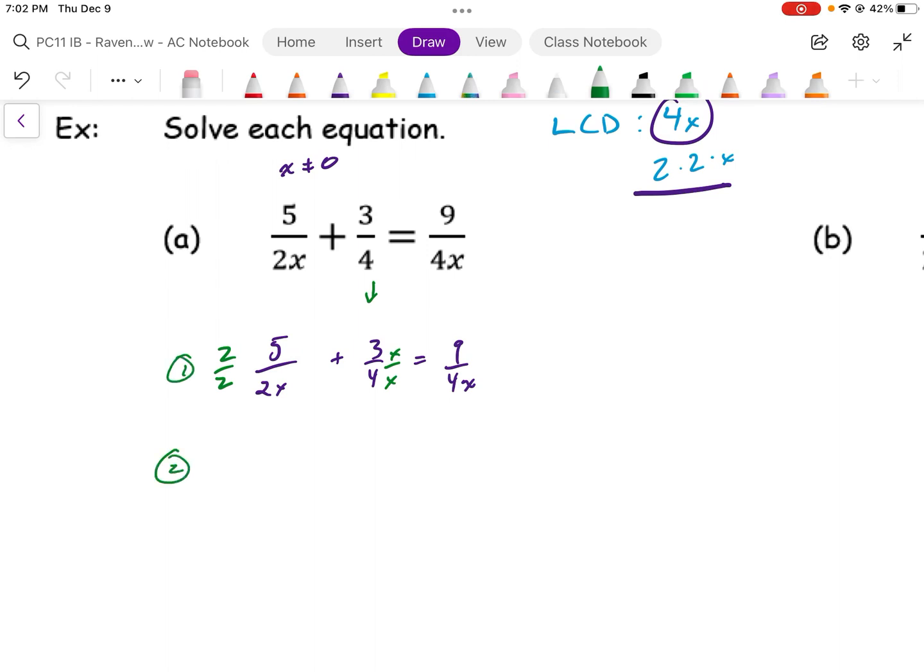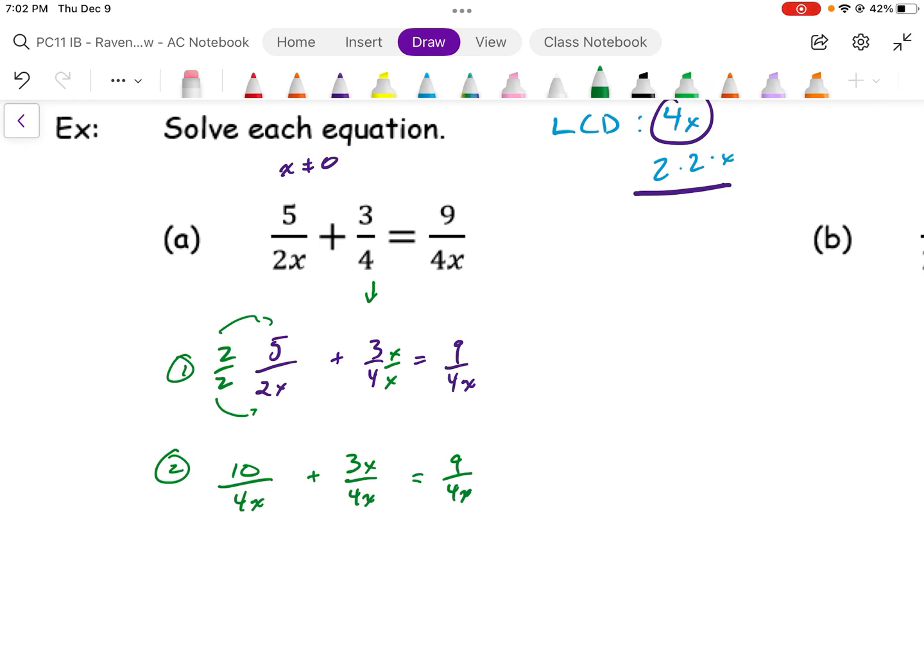So as I move from the first step into the second, remember when we multiply fractions, you multiply the numerators and then the denominators. So really this is 10 over 4x plus 3/4 times x over x is 3x over 4x. Lastly, on the right-hand side, this is 9 over 4x.